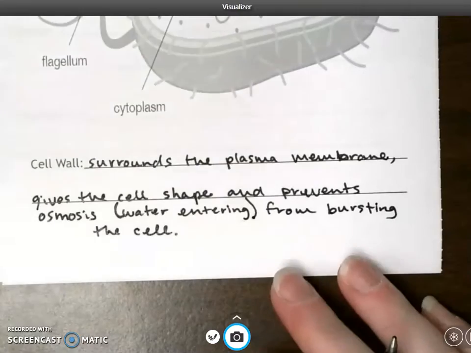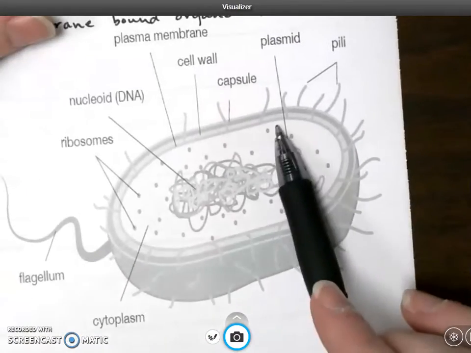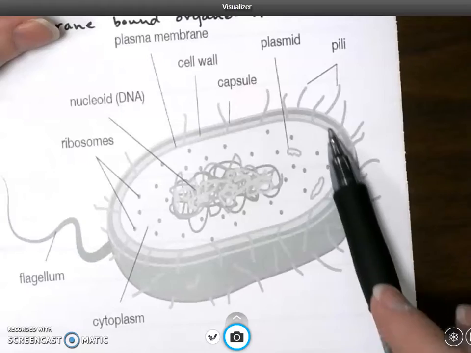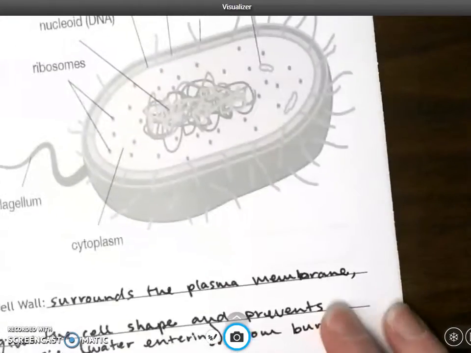Alright, that's what the cell wall does. Alright, it is not the outermost region of the cell, but it's towards the outside. Okay, we're going to talk more about that tomorrow.